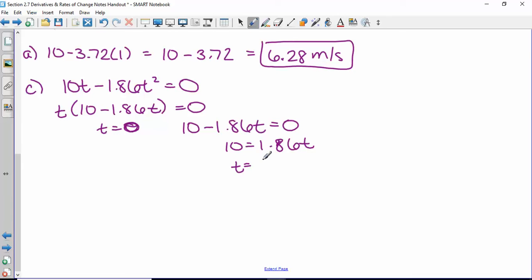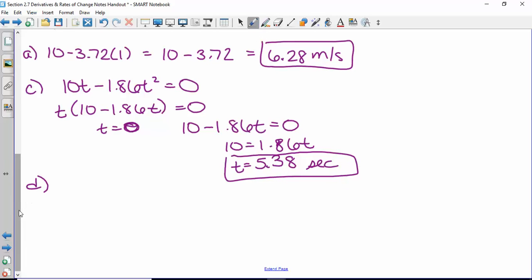divide, and get t equals 0 and 5.38. Which one would be when it hits the ground? What's the first one at time 0 representing? Yeah, it started on the ground, we threw it up, and took 5.38 seconds to come back down.